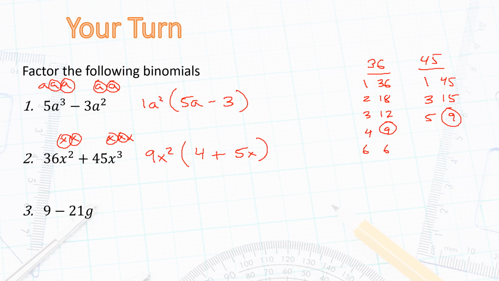Third one, 9 minus 21g. 9 and minus 21 are my two values. 1 and 9, 3 and 3. 1 minus 21, 3 minus 7, 7 minus 3. And 21 minus 1. Greatest value on both lists is positive 3. So we'll take the 3 out. 3 times what is 9? It's 3. And then 3 times what is minus 21? It's minus 7. And then I also need a g.